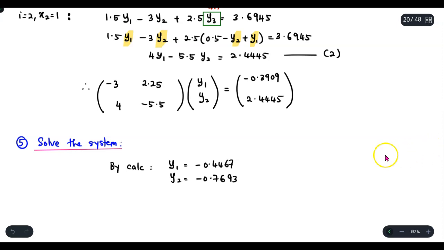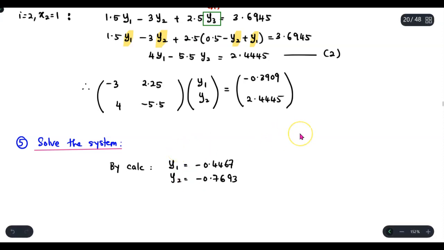But sometimes the question asks you to solve the system using a specific method, especially when you have a higher system here. You may end up, for example, with a 4 by 4 system. So when you want to solve the system, sometimes the question asks you to use the Thomas algorithm or maybe Gauss-Seidel, Jacobi. So it depends on the problem.